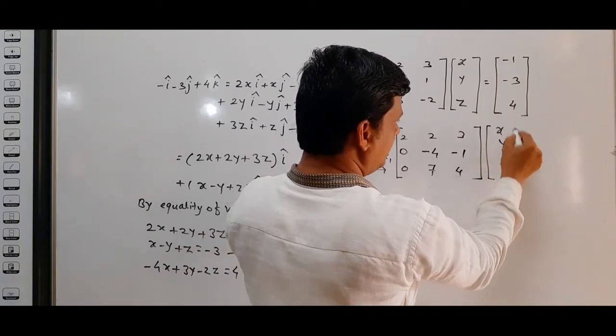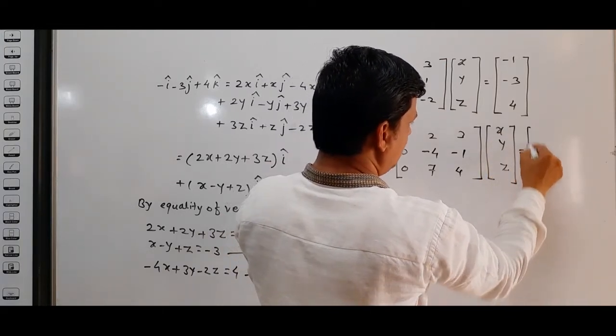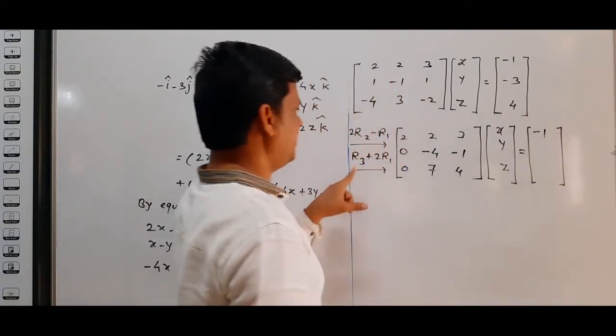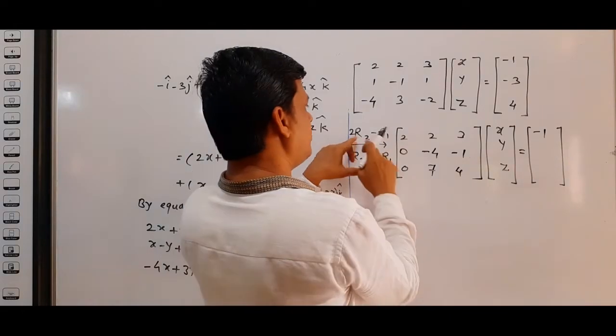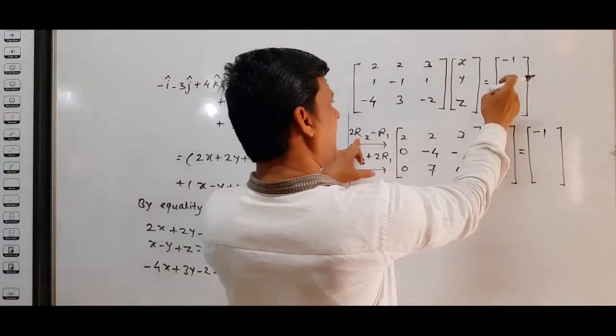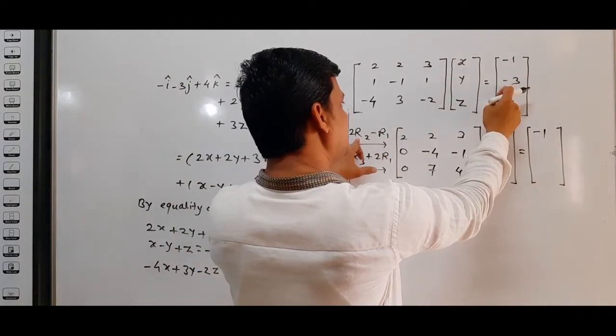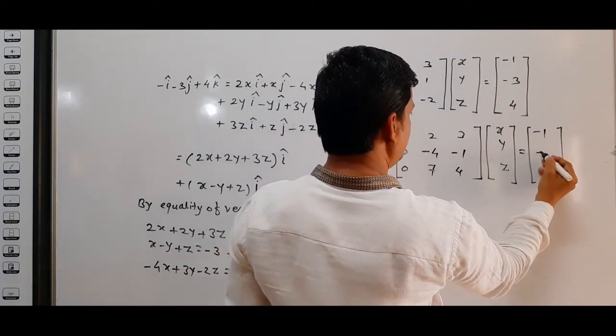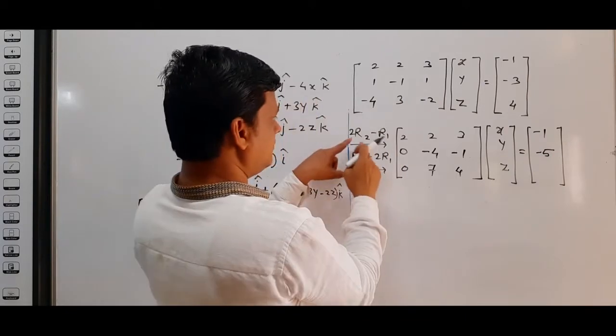X, Y, Z is equals to. Now keep the first row element, that is minus 1, as it is. So we have to multiply second row by 2. So minus 3 into 2 we get minus 6, minus minus plus 1. So we get here minus 6 plus 1, which is minus 5.